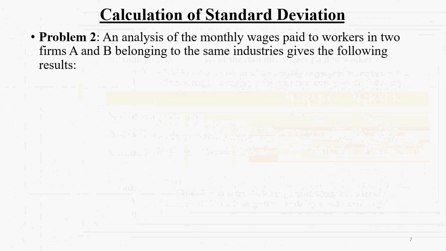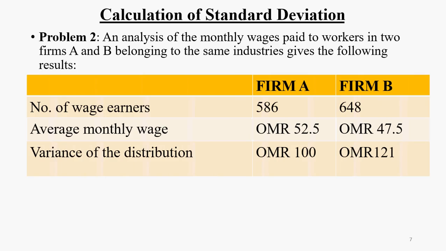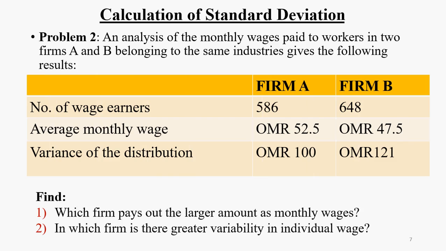So let us see problem number 2. An analysis of the monthly wages paid to workers in two firms A and B belonging to the same industry gives the following results. So this is the problem. Firm A and B, number of wage earners, monthly wage, variance is also given. What we need to calculate, step 1, find which firm pays out the larger amount as monthly wages. Step number 2, in which firm is there greater variability in individual wage.